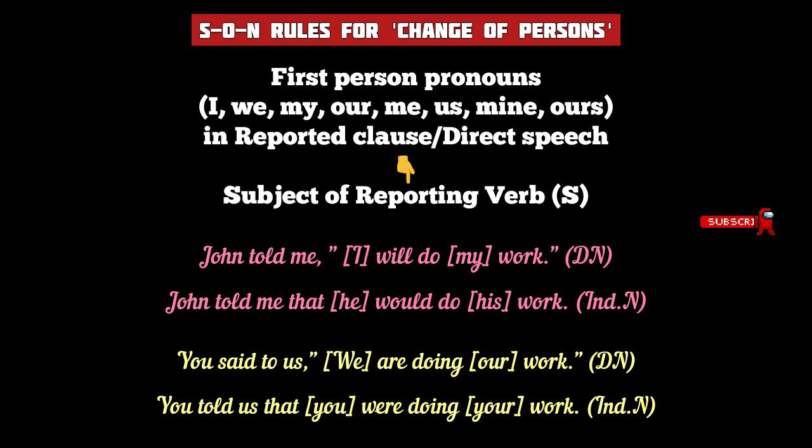You said to us, "We are doing our work." Here also in the direct speech, we have two first person pronouns, we and our. So apply the SON formula again and change them according to the subject of the reporting verb. The second person you is the subject of the reporting verb said here. As a result, we and our will be changed to you and your in the indirect narration. You told us that you were doing your work. But please notice here that we are not changing the cases of the personal pronouns here. We change the person of pronouns according to the SON formula, but not the case.